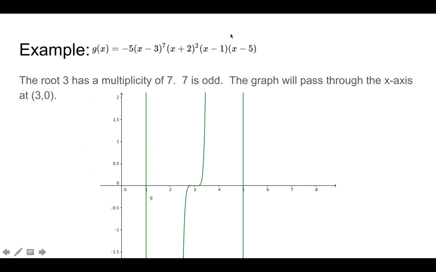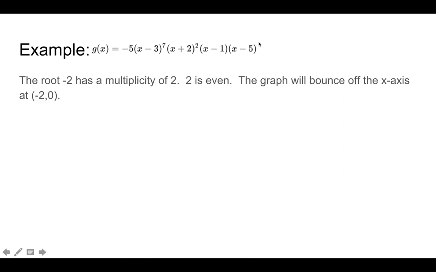Same thing here at 1. At 1, the multiplicity is 1. That's an odd number. The graph looks really steep here, but that's just because I'm zoomed in. The graph was coming down, goes right through the x-axis. Same thing at 5. The graph is coming from above, goes right through the x-axis because of the odd multiplicity.